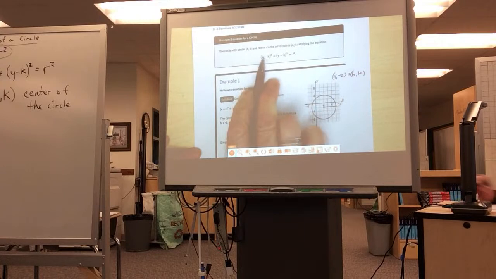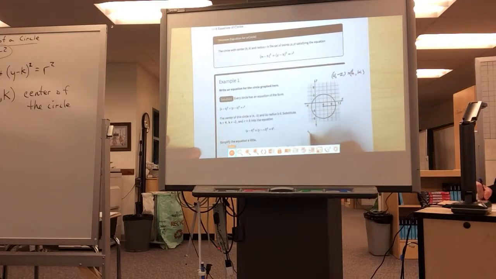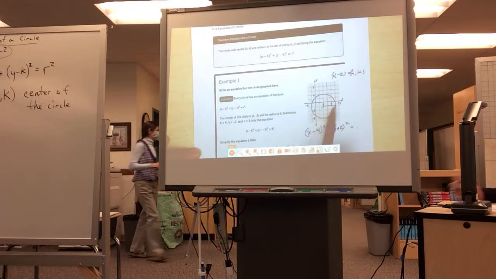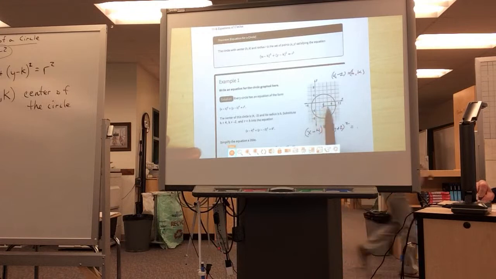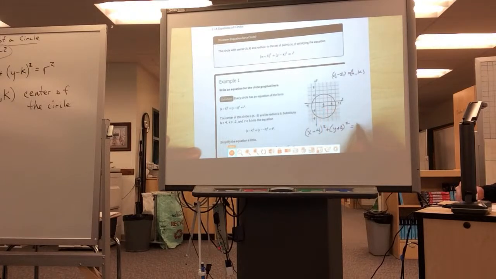And all we do is substitute that in. And then we can say that the equation of this is going to be, h is 4. And then y is -2. So if we're subtracting -2, we should write that as the addition of 2. And then instead of r squared, what is the radius if you count it up? That's 6. And 6 squared will be 36.